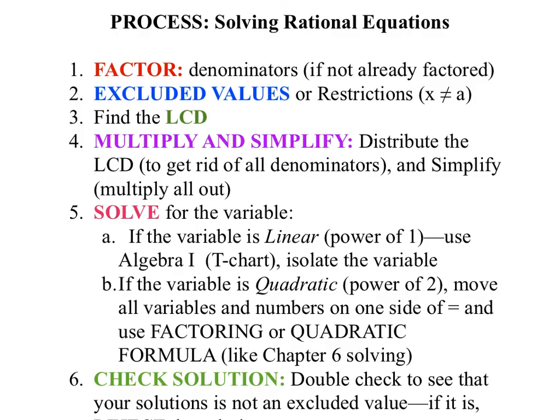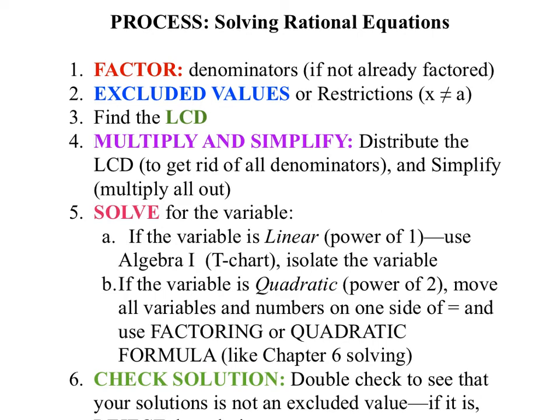Here is the process we will follow to solve rational equations. As we've been doing all chapter long, we first factor, specifically the denominators for these problems. Then you're going to want to identify your excluded values, because you don't want these coming up as solutions at the end of all your work.